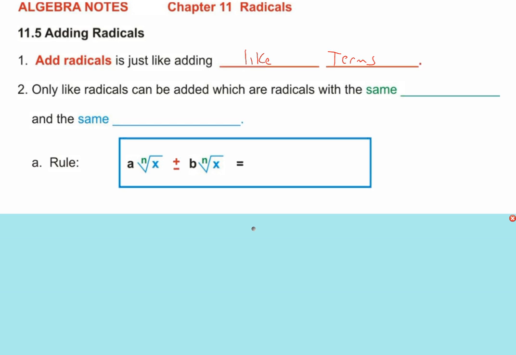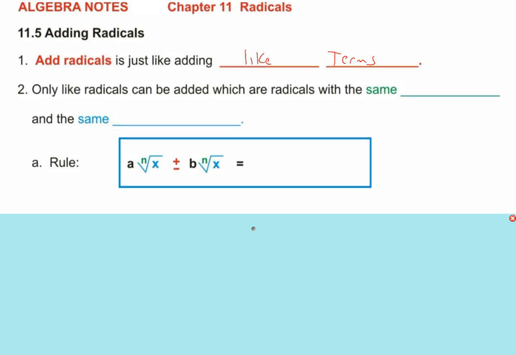You know, 5 of them and 2 of them is 7 of them. It's just like adding like terms. However, you have to notice one thing. In order to add radicals, they do have to be like radicals, just like they have to be like terms. Can you add a 3x and a 5n? No. Can you add a 3x squared and a 2x? No. They're both x's, but the one's squared and the other's to the first power.